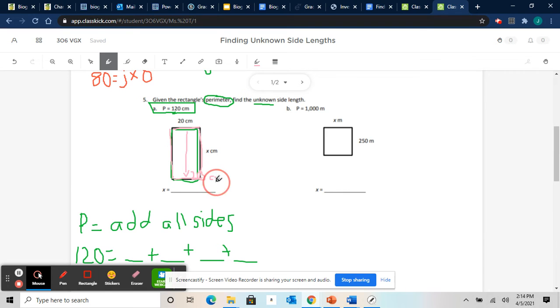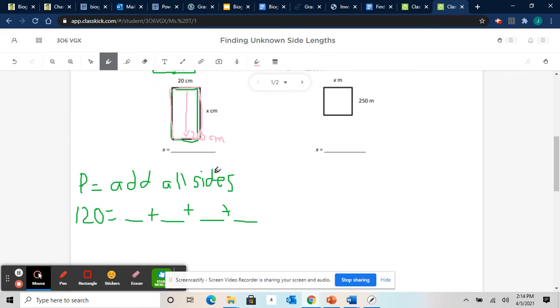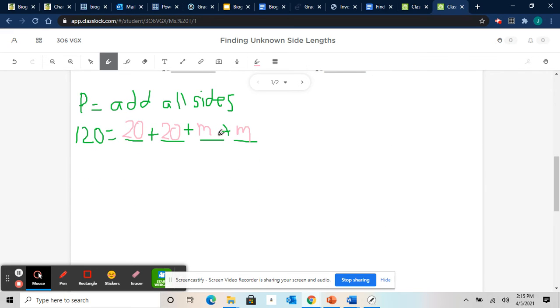So right away, now I have 2 lengths. So I'm just going to fill that in. I know that one of the lengths is 20 and another one is 20. And then I'm still trying to figure out my unknown side. Again, I'm going to just change that. Let's do M. We'll do M as our unknown side. So now I know that 20 plus 20 plus M is going to give me a total of 120 centimeters. Well, how can I figure this out?